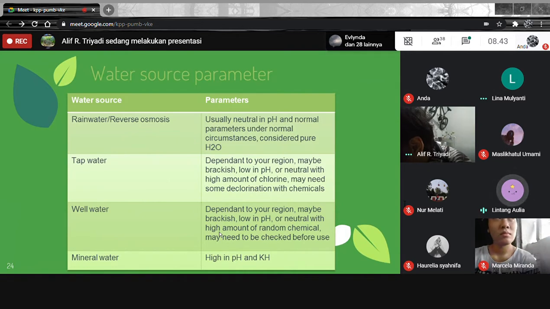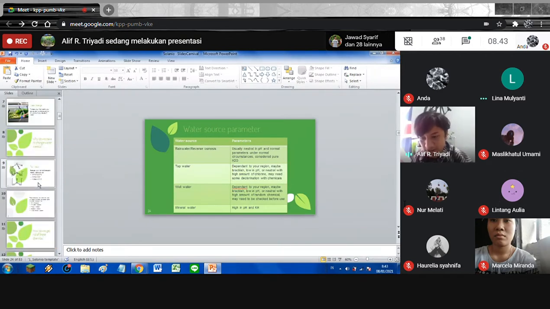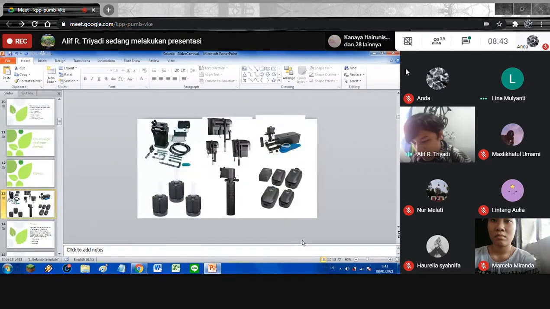About a filter. Go ahead. You said that filters have very important things. So does each different fish have different filter requirements too, or do they just have the same filter? No, that's a great question, Lintang. I forgot to mention that some fish need a different kind of filter.